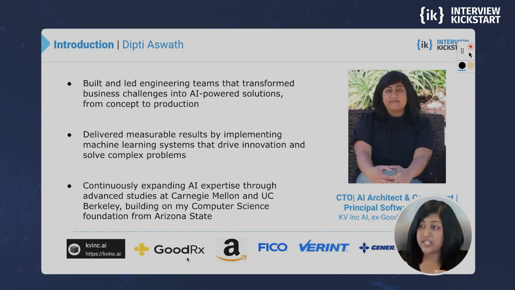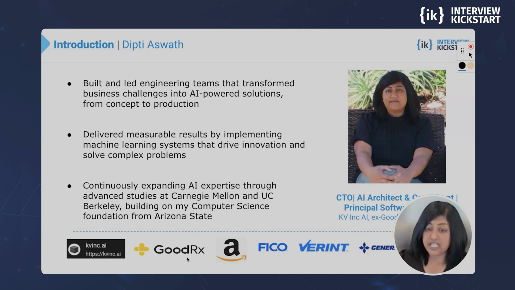This was after my transition into being an AI and ML architect, after having primarily been in the software engineering space as a principal software engineer for over two decades. So that's my ML transition in short.